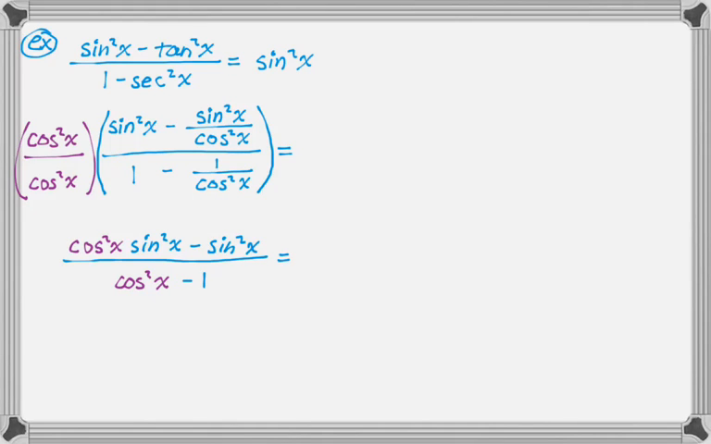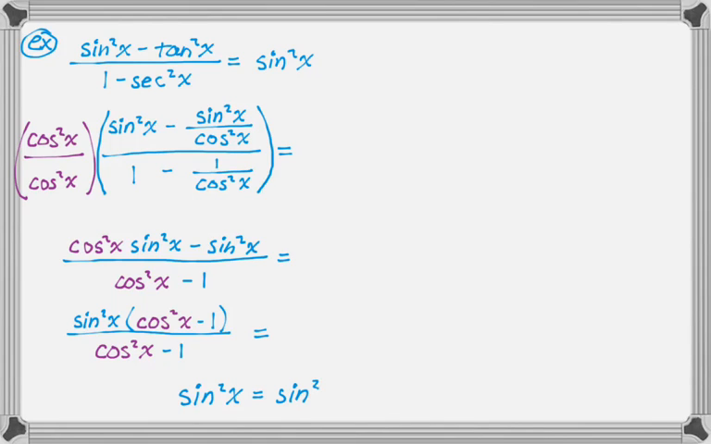This I can actually factor sine squared out of the numerator, so I'm going to have sine squared times cosine squared minus 1, all over cosine squared minus 1, which is really nice because the cosine squared minus 1's cancel, and I get sine squared equals sine squared. And that's what I wanted to verify, so I'm done.